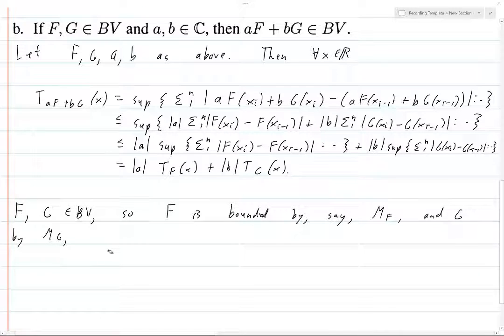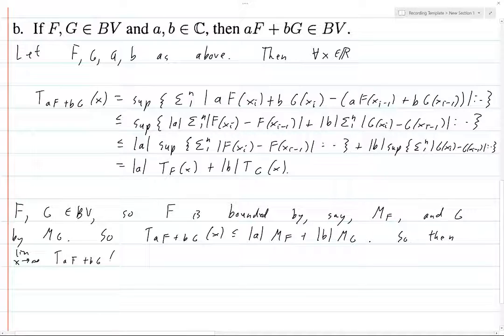So then TAF plus BG of x is less than or equal to A MF plus B MG. So then the limit as x goes to infinity of TAF plus BG of x is also going to be less than or equal to AMF plus BMG. This is finite, so AF plus BG is in BV.